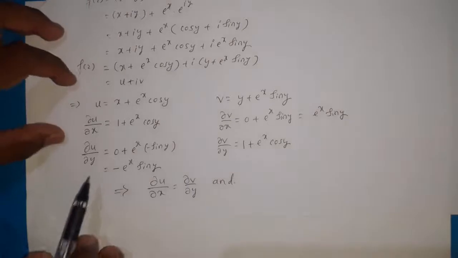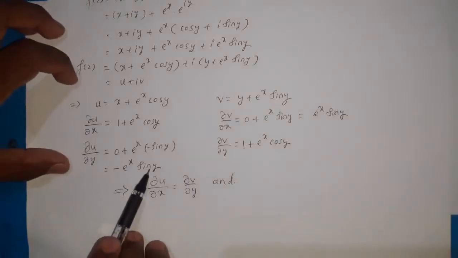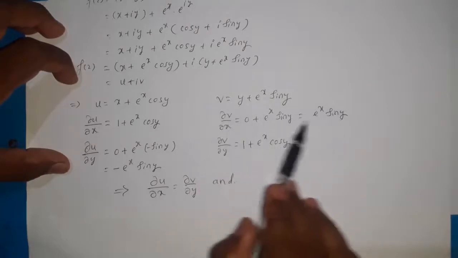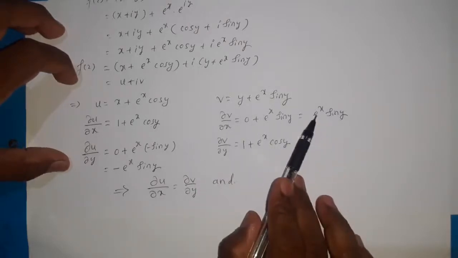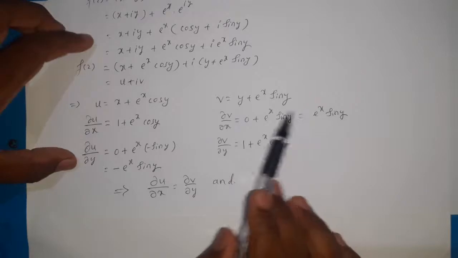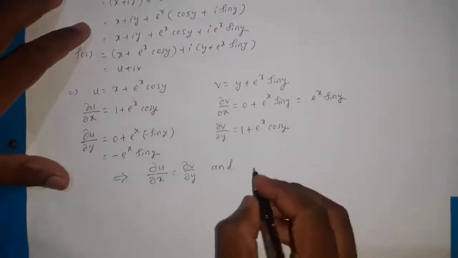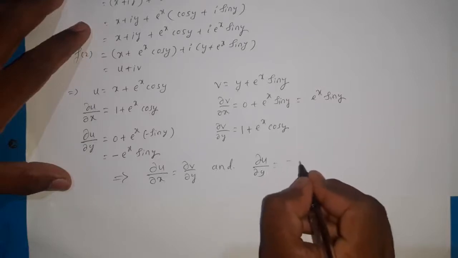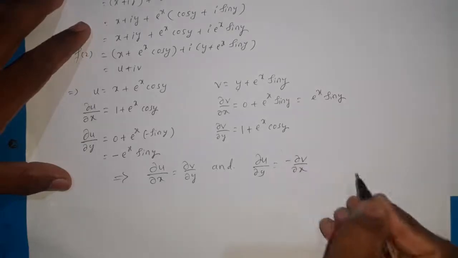So, here dou u by dou y is minus e power x sin y and dou v by dou x is e power x sin y. Means if you multiply this with negative sign, then that becomes dou u by dou y is equal to minus dou v by dou x. So, therefore, dou u by dou y is equal to minus dou v by dou x.